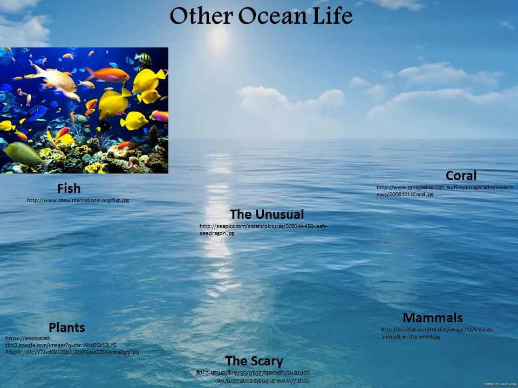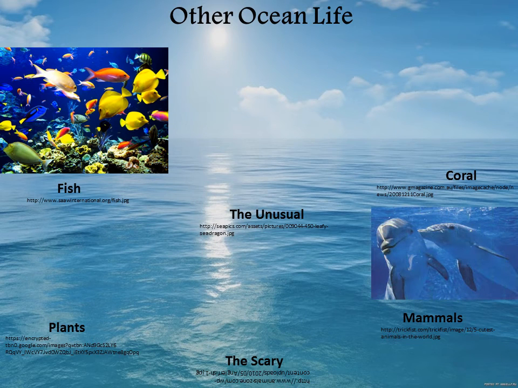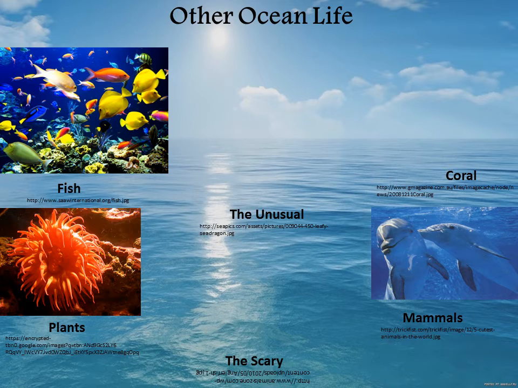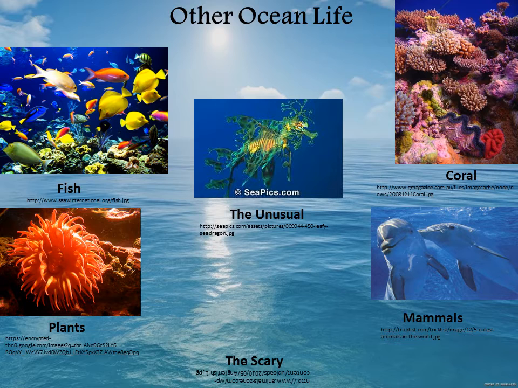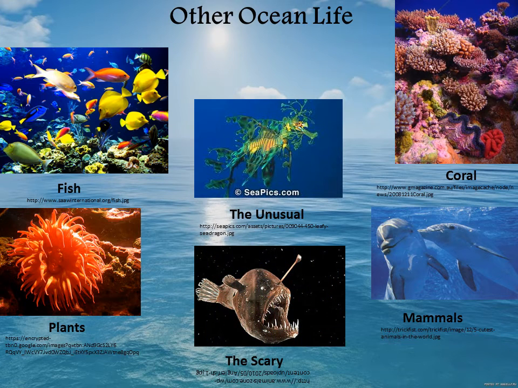There are tropical fish from warm climates, mammals such as dolphins, beautiful flowering plants, coral, which is actually a colony of tiny organisms that provide homes for many other life forms, the unusual such as the sleepy sea dragon, and the scary, which live in the deep dark depths of the ocean like this anglerfish.